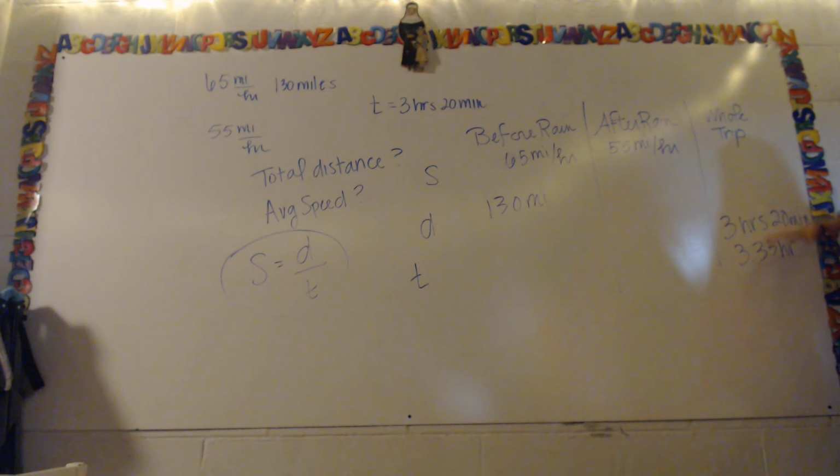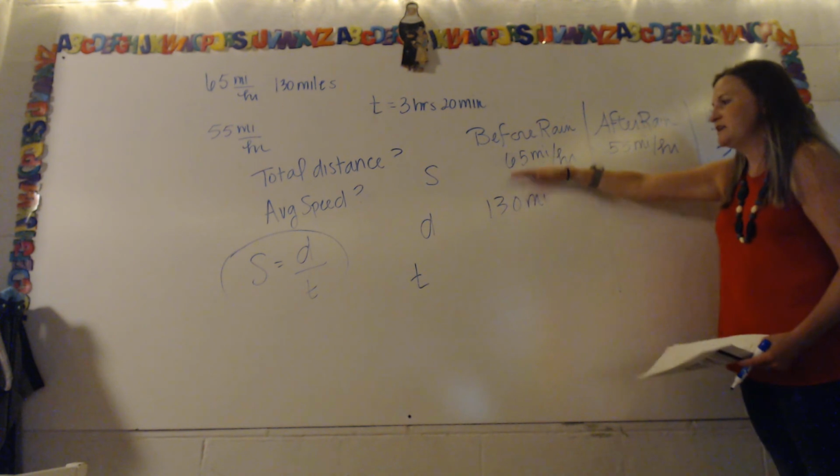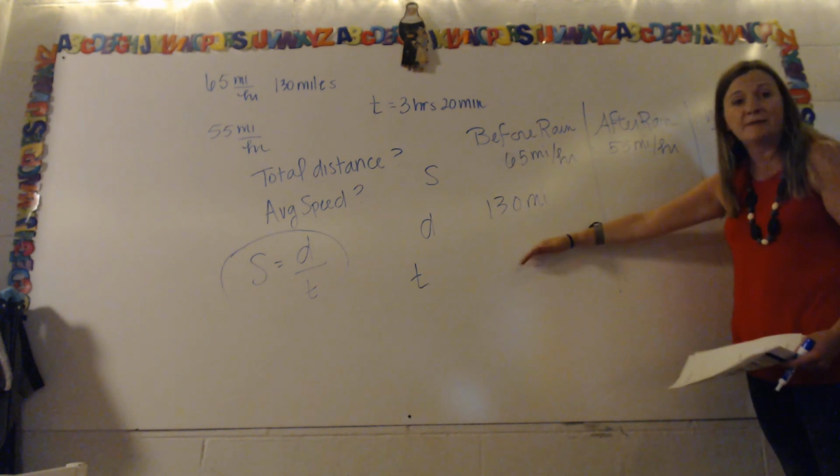Okay, so for the whole trip, what we want to do is find what was your average speed for the whole trip and what was our total distance for the whole trip. And so, now that I have the material chunked, which makes it much more approachable, you always start where you have the most information, which in this case is before rain. I know my speed, I know my distance, I can easily find my time, right?